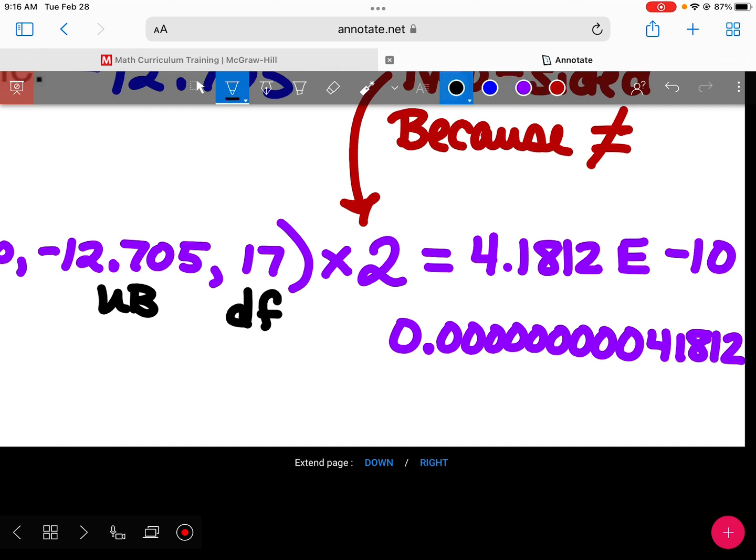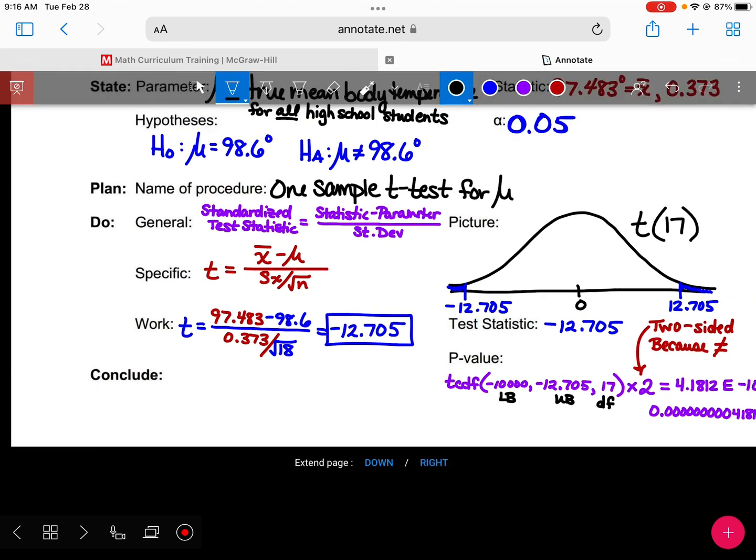So what does that p-value mean? When I'm writing my conclusion here, what does it mean to have a p-value like that? We're going to reject the null hypothesis. That's my conclusion. What does this p-value tell me, though? Yes? It's that percent probability likely to occur purely by accident. So it would be very unlikely to get a value of 98.6 degrees, which is like a standard temperature.